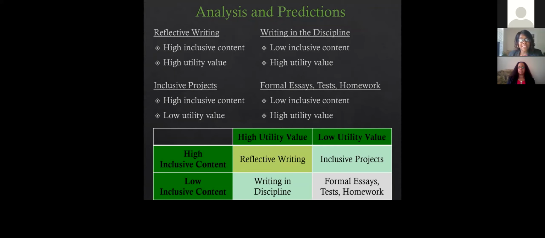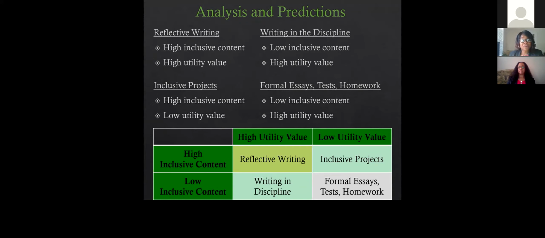And the reason why is because in these types of assignments, students are asked to describe and apply content to their own experiences, which are culturally inclusive. Students generally report that these types of assignments are high in utility value. Therefore, you can see less evidence of equity gaps in student achievement.